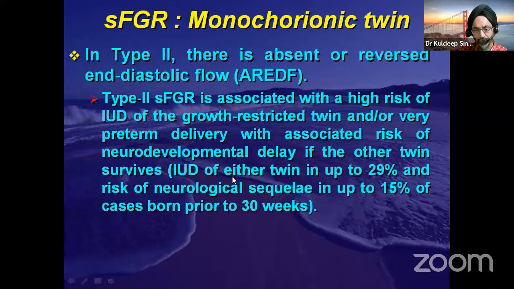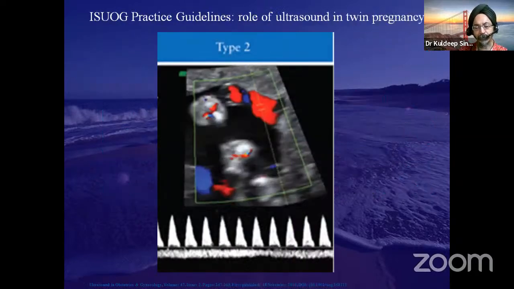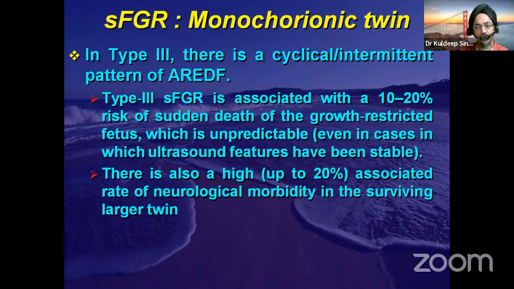So if you're looking at an IUD of either twin, in up to 29%, risk of neurological sequelae in up to 15% of the cases born prior to 30 weeks. Absent end diastolic flow. If you're looking at a cyclical or an intermittent pattern of absent or reversal, there are 10 to 20% chances of a sudden death of a growth restricted fetus. It can be quite unpredictable.